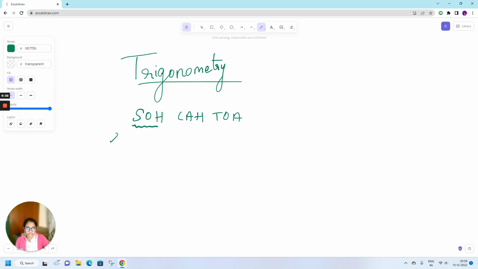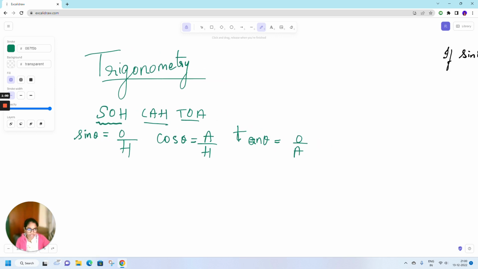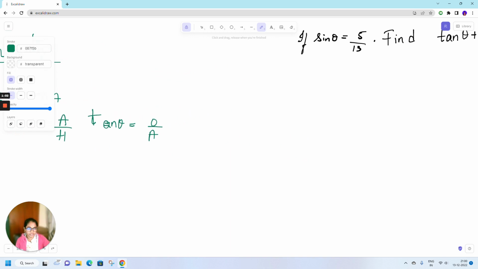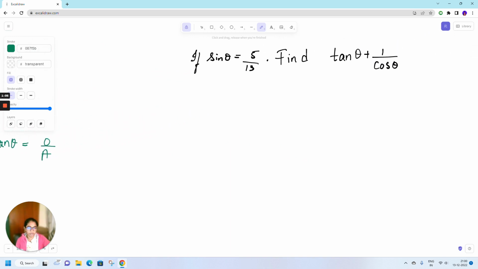SOH means sine theta is equal to opposite by hypotenuse. CAH means cos theta is equal to adjacent by hypotenuse. And TOA means tan theta is equal to what? Opposite by adjacent. Then we solve some problems on this trigonometry. Now in this video lecture, let us solve some more problems.